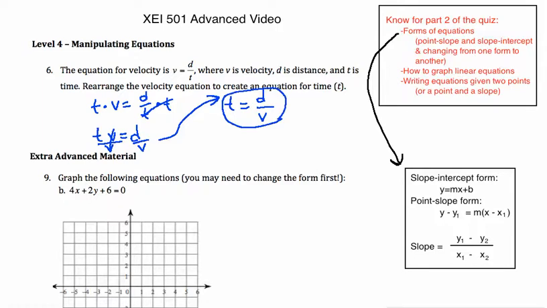I saw a lot of people have t equals velocity over distance. I'm not exactly sure where that came from. Maybe it was just missing steps or whatever, but hopefully this clears that up.